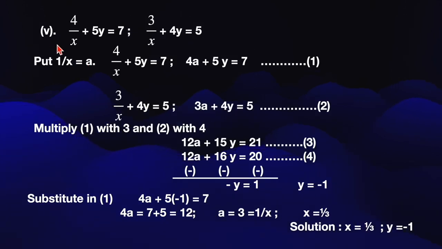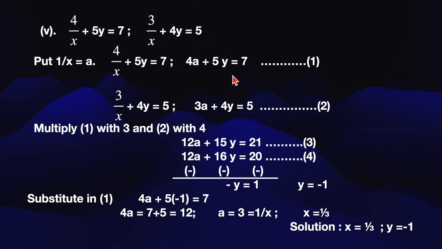Okay. Question 5. So here are the two linear equations. Again, they are not in standard form. Let's put it in standard form. Put 1 upon x as a. So this equation becomes 4a plus 5y is equal to 7. So the variables are a and y. Similarly, for the second equation, 3a plus 4y is equal to 5. Okay, now these two equations are in the standard form.